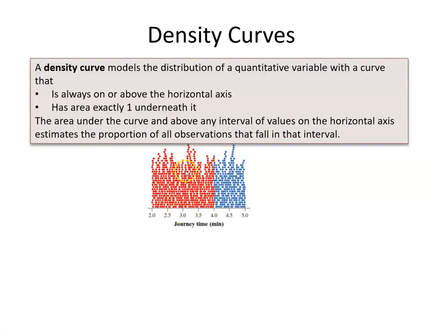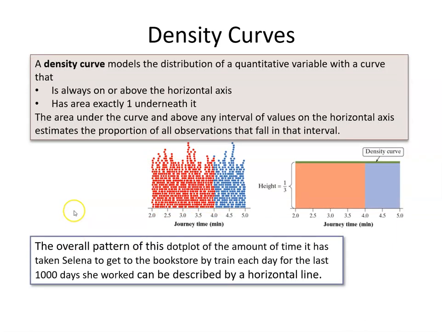You can see this is a dot plot that's showing however long a journey took in minutes after many iterations of it. So maybe this was someone's commute or something. And you can see how it's pretty uniform. So the overall pattern, here's the data. The overall pattern of this dot plot is the amount of time it's taken Selena to get to the bookstore by train each day for the last 1,000 days.